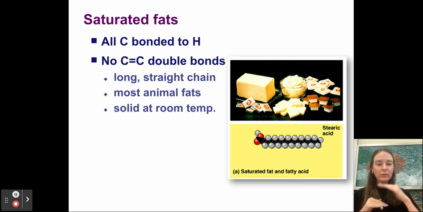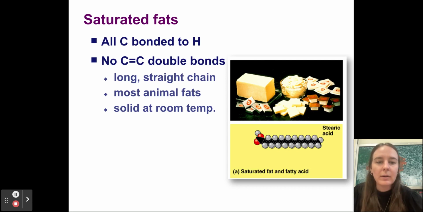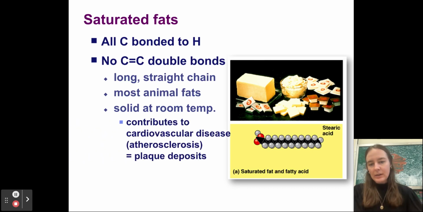So if you took a bunch of fat molecules, unsaturated or saturated, and you stacked them on top, you would make a solid. Some examples of saturated fats are butters. Butter at room temperature is solid, and that's because it's made from animal fat, and it's saturated fat, which means the molecules are stacked on top really tightly. Now, saturated fat can contribute to cardiovascular disease, atherosclerosis.